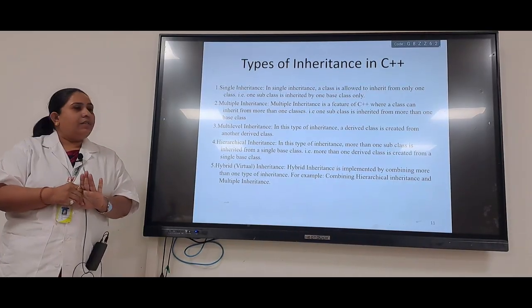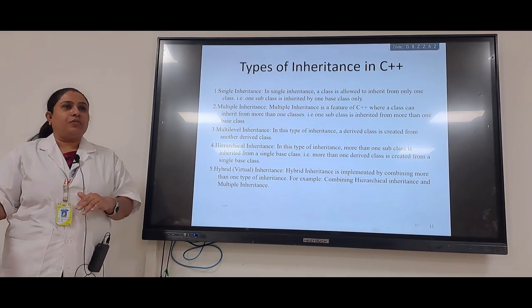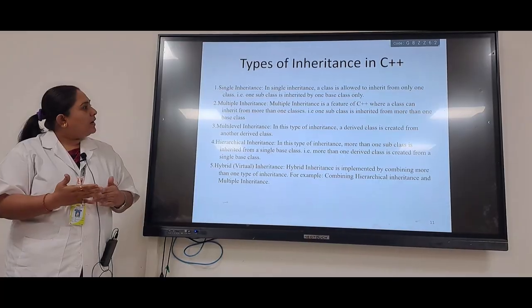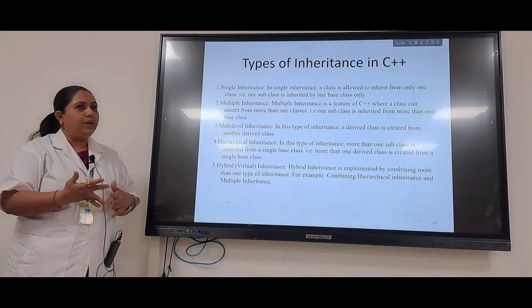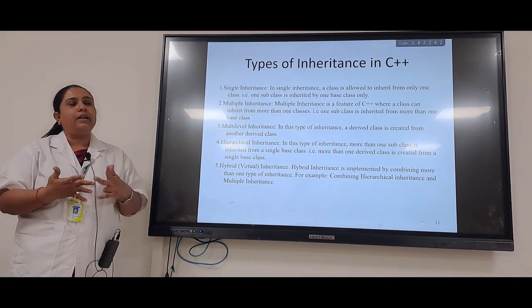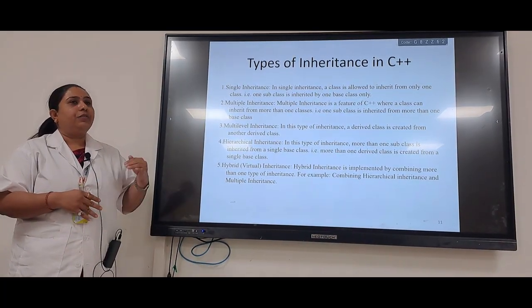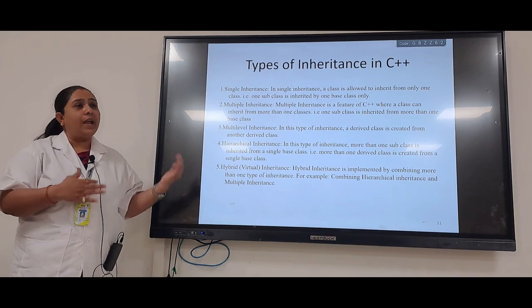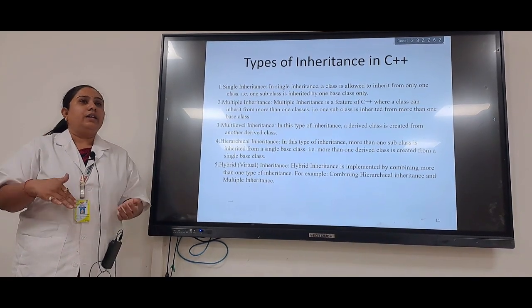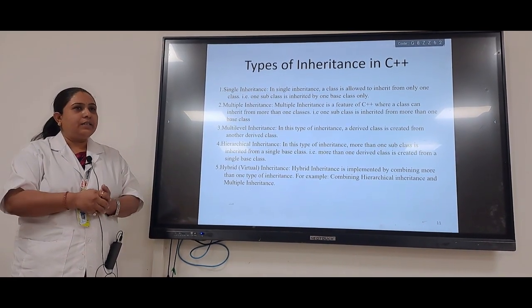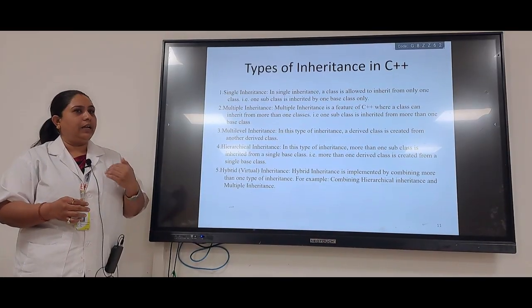In this we have five different types of inheritance: single inheritance, multiple inheritance, multi-level inheritance, hierarchical inheritance, and then hybrid inheritance. These are different ways in which we can inherit derived classes from the base classes. Let us see each of them in detail.